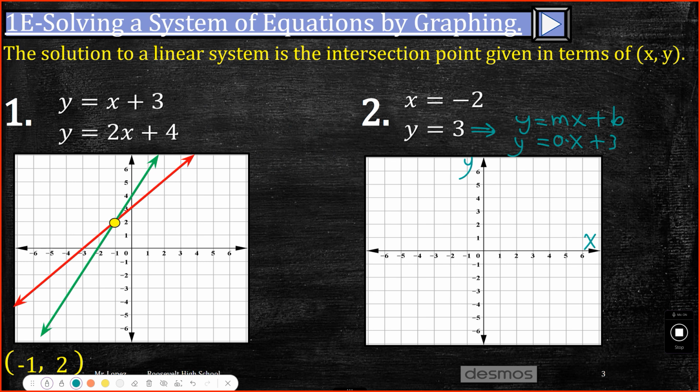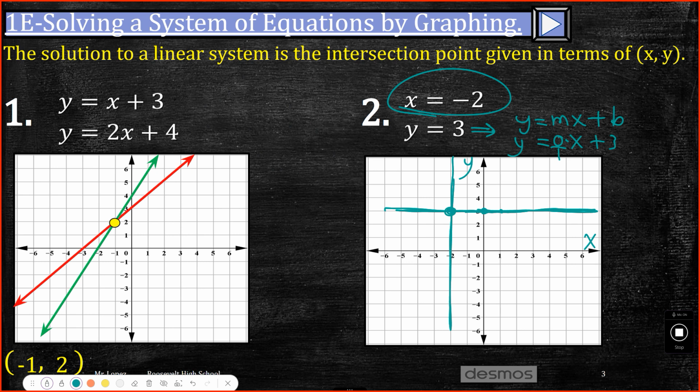Now we can look at it and you know that the y-intercept is 3. And how does a slope of zero look? You're not going up at all, but you're going across 1. So whenever you have a slope of 0, it's going to be a horizontal line. So if this is a horizontal line, then what do you think x equals negative 2 is going to be? A vertical line at negative 2. So this is the vertical line here.